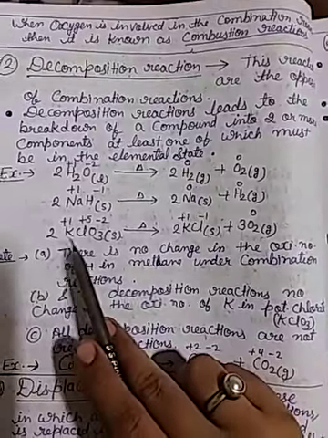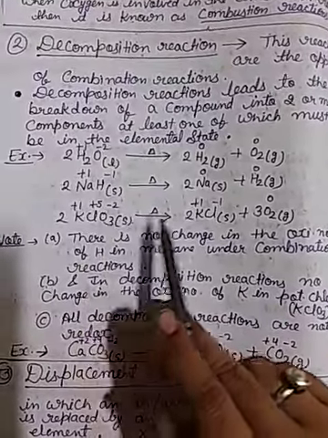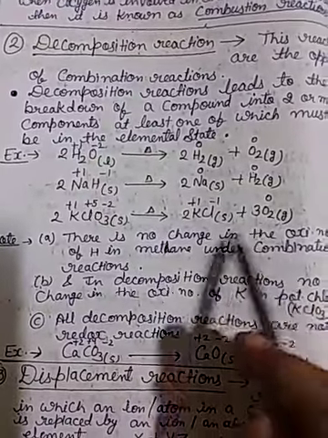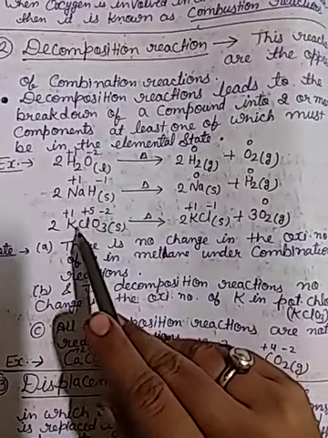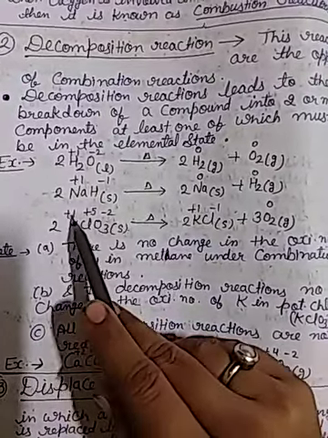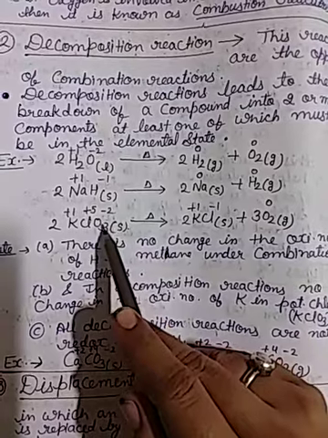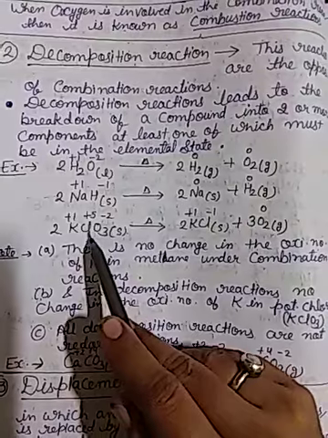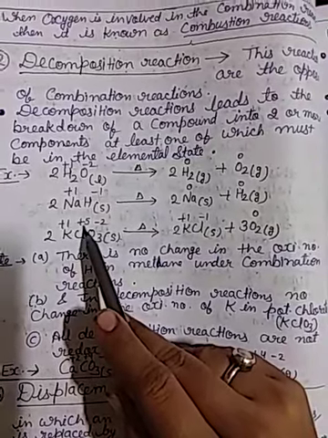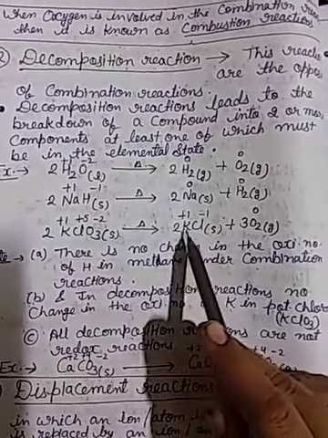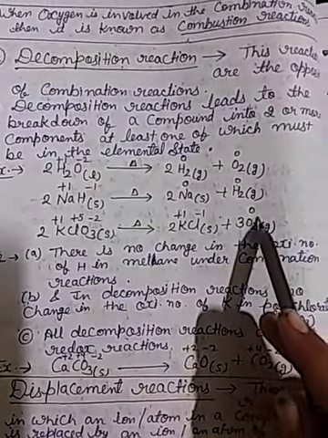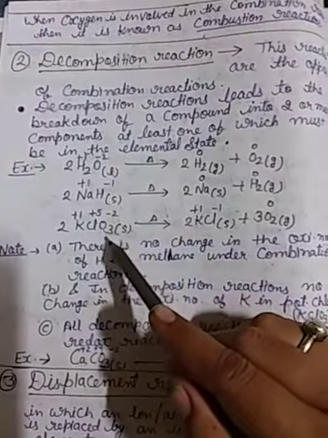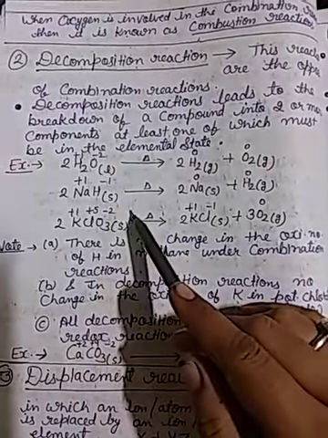Next example, like 2KClO3 heating converts into 2KCl solid plus 3O2 gas. Here you see oxygen is -2 and potassium is +1. Put the values of the oxidation numbers of these elements and then find the oxidation number of Cl, which comes to +5. Here Cl is -1, so K is +1. Oxygen in elemental state is 0. These 3 examples are given in your textbook, so learn whichever example you choose.